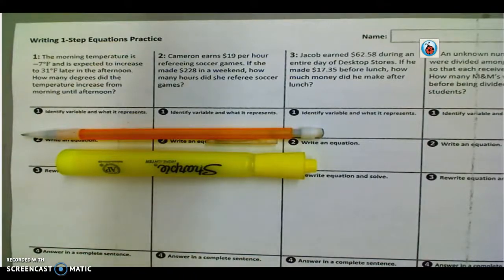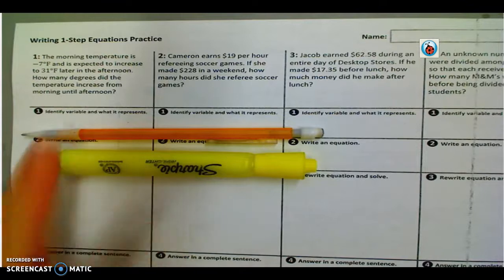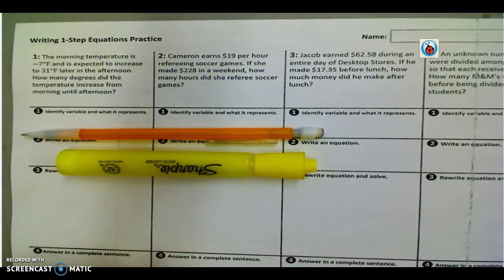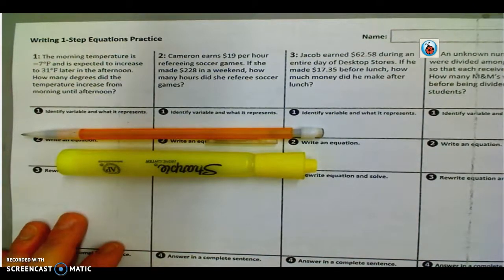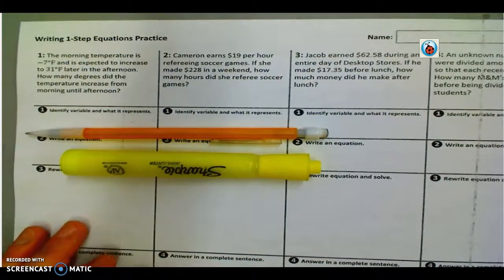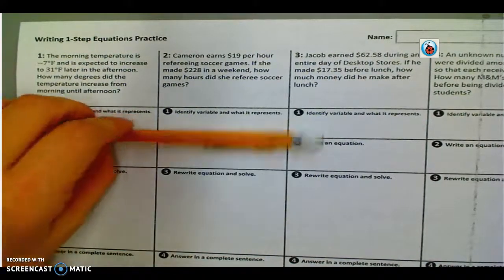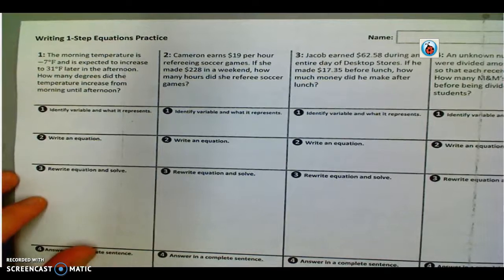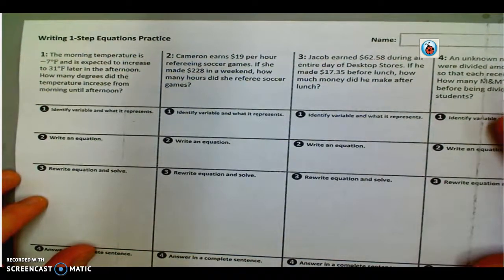Okay, so sorry I couldn't be here with you today, but we can still go over what the plan was for today: to go through and take a look at how to write one-step equations given a word problem. The tools you'll need are a highlighter and a pencil, so that we can highlight our important facts and help us navigate through. All right, so go ahead and follow along with me, and feel free to pause the video when you see it necessary.